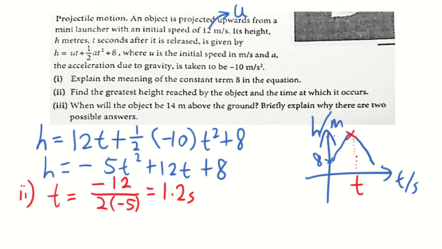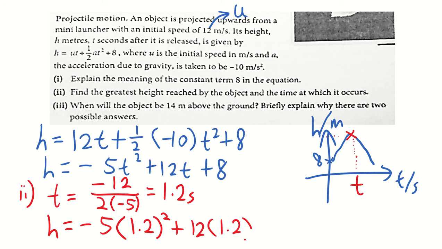And when the time is 1.2, we can find the greatest height as well. By replacing t with 1.2, we get negative 5 bracket 1.2 square plus 12 bracket 1.2 plus 8. Then we will get the corresponding height as well. Calculating this value, we can just use our calculator, and we will get the answer of 15.2 meters.